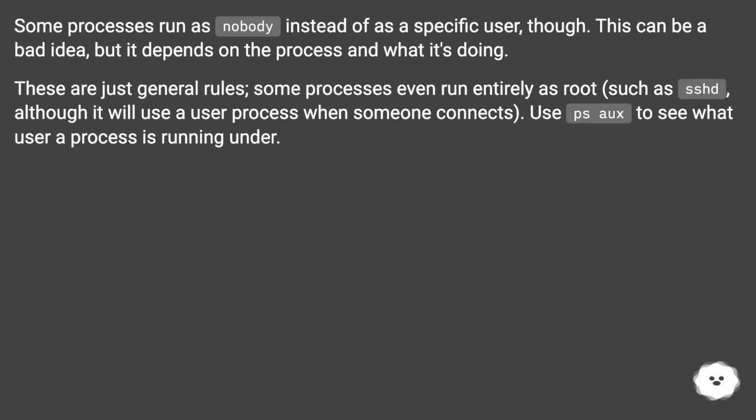These are just general rules. Some processes even run entirely as root, such as sshd, although it will use a user process when someone connects. Use ps aux to see what user a process is running under.